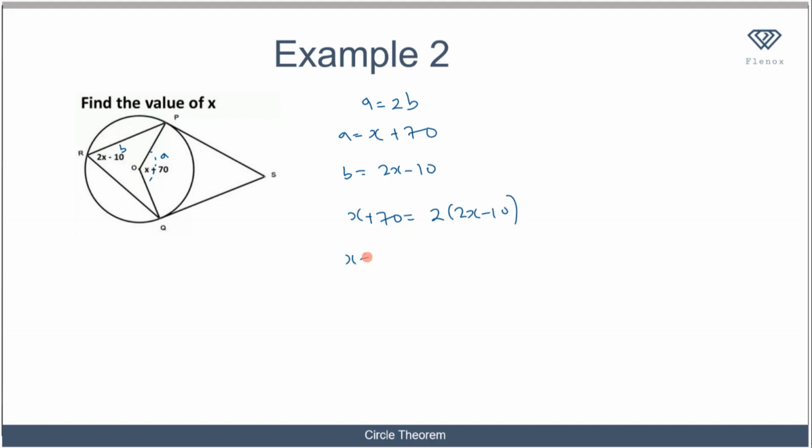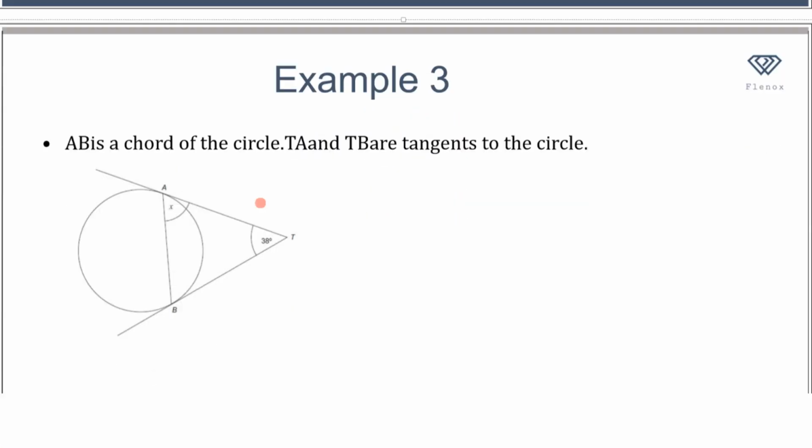So x plus 70, 2 times 2x becomes 4x, and 2 times minus 10 becomes minus 20. So if I bring this over here, I have x minus 4x is equal to minus 20 minus 70, and that becomes minus 3x is equal to minus 90. And if I divide both sides by minus 3, I have x being equal to what? 30. So the value of x here is 30 degrees. So now on to the next example.